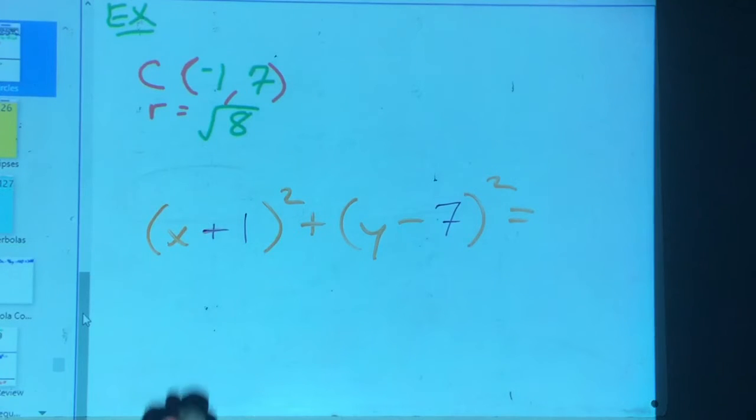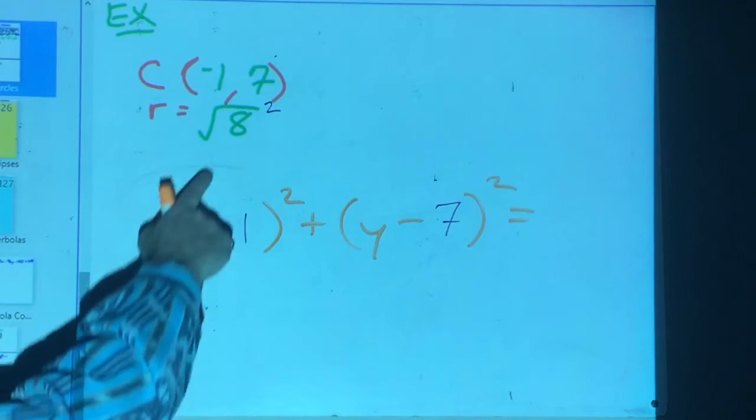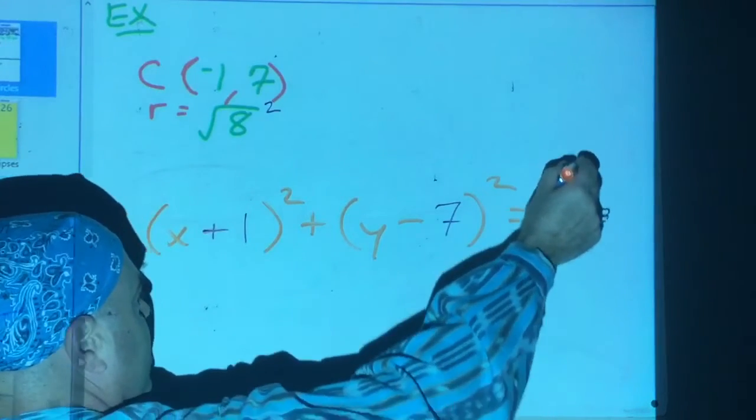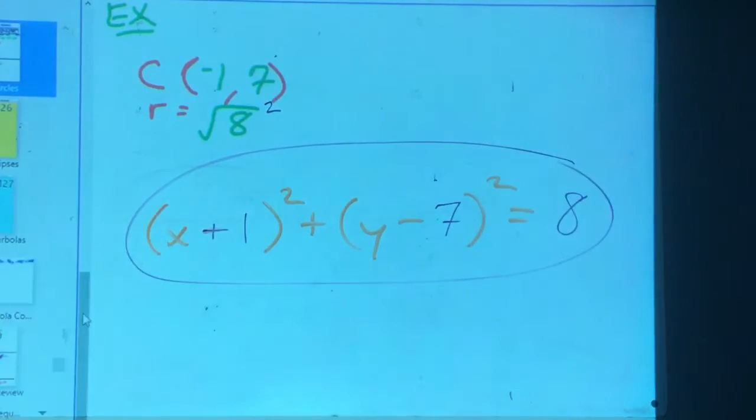If there's a trick here, it's right with the radius squared. When we square the square root, poof, the radical disappears and the 8 remains. Here is the proper equation for that given information in this circle. Alright, with that, we will move to ellipses.